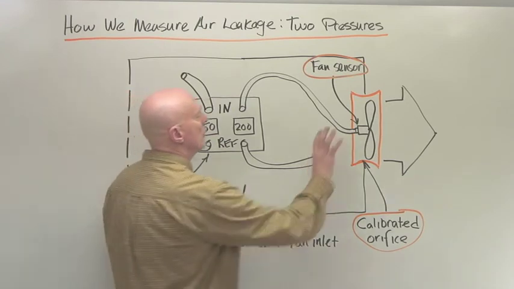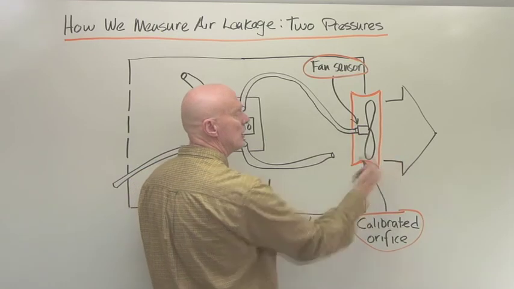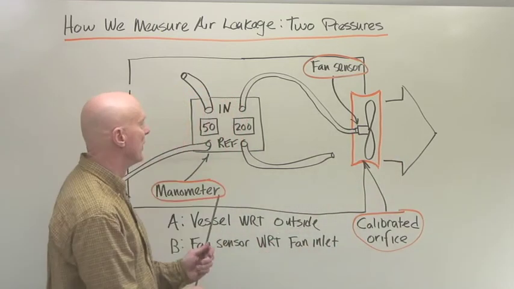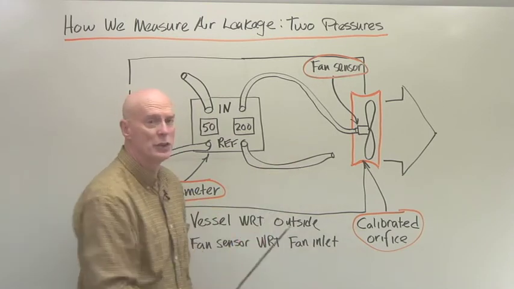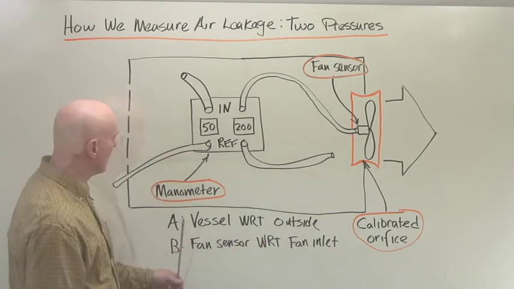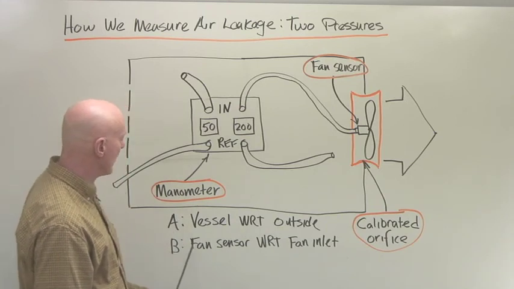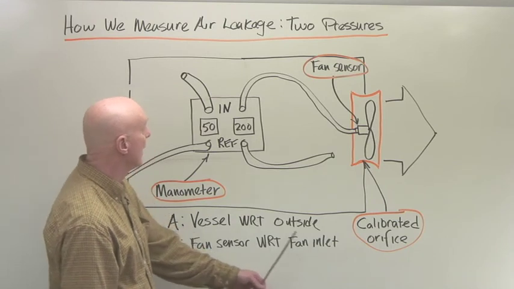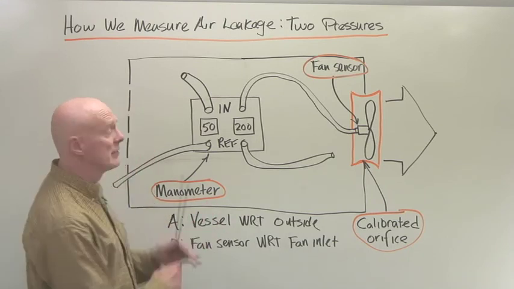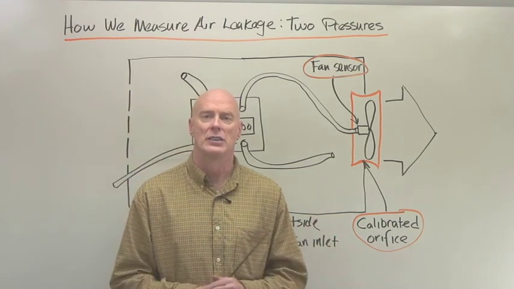But if we flip this around, we'd have to bring this tube to the outside, so it would be near the inlet of the fan. We have fan sensor with reference to the inlet of the fan. Channel A is vessel with reference to outside the vessel. Channel B is fan sensor with reference to the fan inlet. And that's basically how we measure the air tightness of a vessel.